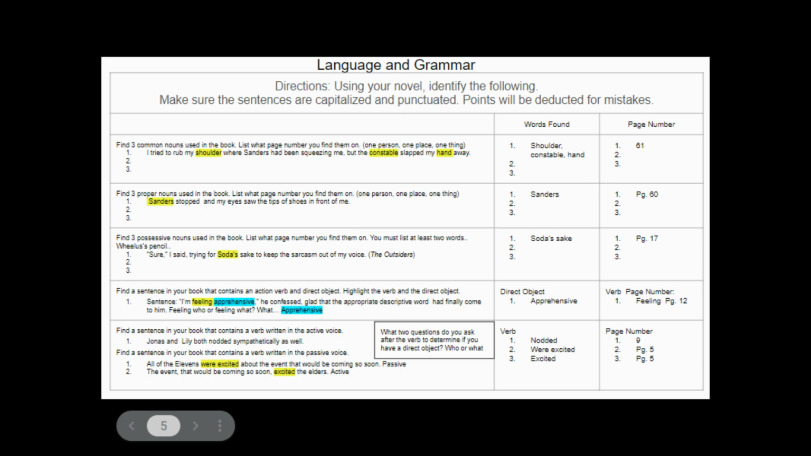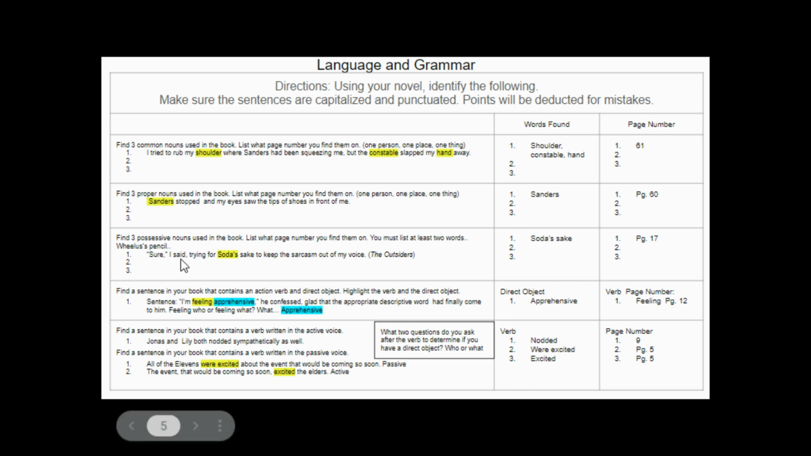Find 3 possessive nouns used in the book. List what page number you find them on. You must list at least 2 words. Okay, like Wheeless's pencil, and I've given you an example over here. "Sure, I said, trying for Soda's sake to keep the sarcasm out of my voice." This came from The Outsiders. Okay, my possessive noun is Soda's. Now, what did Soda own? Or what was he showing possession to? Sake. And this I found on page 17.